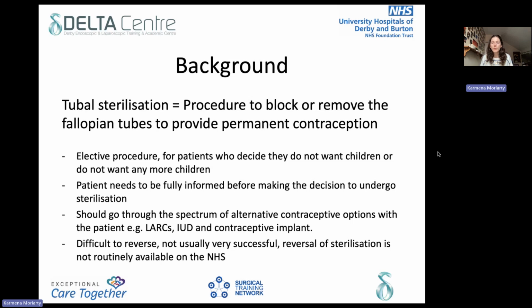So in terms of background, laparoscopic sterilisation is a procedure which aims to provide permanent contraception by blocking or removing the fallopian tubes. This is an elective procedure for patients who decide that they don't want any more children or they don't want children full stop. And it's really important that patients are fully informed and counselled before making this decision. They should be consented properly and spoken through the whole spectrum of alternative contraceptive options that are available to them, such as long-acting contraceptives like the Mirena coil, the IUD, the pill, and the implant.